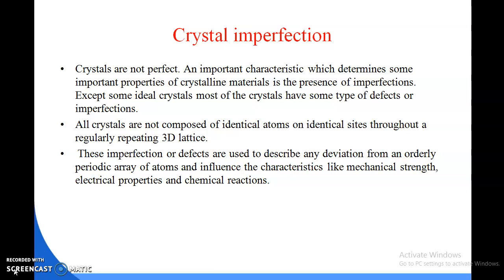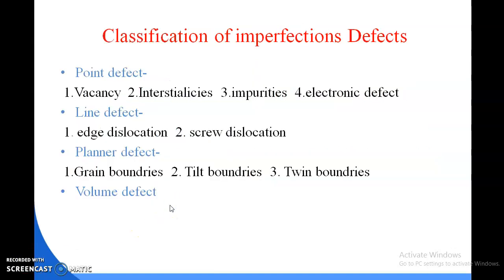See, this is the classification of imperfection or defects. These are the basic classes of crystal defect. One is point defect, which is the case where an atom is missing or irregularly placed in the lattice structure. It is known as point defect. And point defects are again characterized as vacancy, interstitialities, impurities and electronic defect.